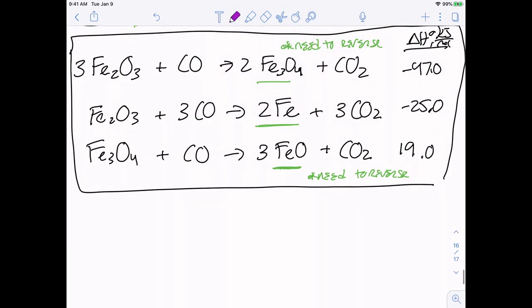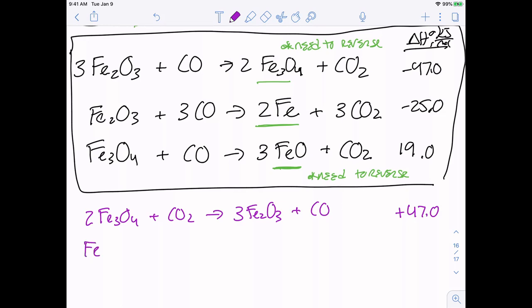So my first one, I'm going to reverse it. 2Fe3O4 plus carbon dioxide going to 3Fe2O3 plus carbon monoxide. And then I am going to just reverse the sign on my enthalpy change also. The second one I'm not going to do anything with right now, so I'm just going to keep it the same, Fe2O3 plus 3 carbon monoxide going to 2 iron plus 3 carbon dioxide.